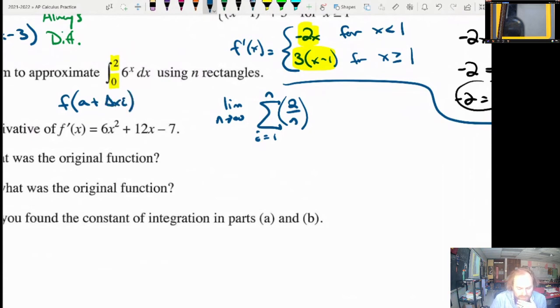So we've got to think about what that would look like. In this purple parentheses, it'll be 6 raised to the 0. A is going to be 0 because it's right there. And our delta x is the 2 over n. So it's going to be 2 over n to the i power. That would be it. That's all I've got to do.